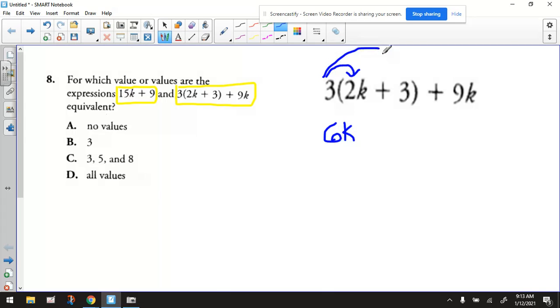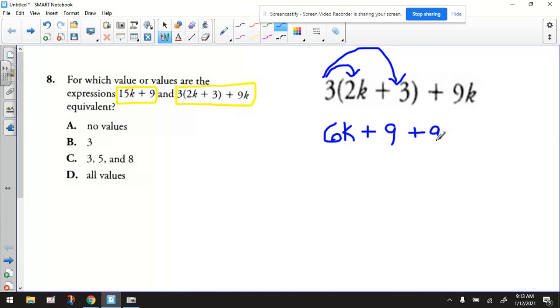All right, and then we have to do this times this. This times this would be 9. And then we can't forget about the 9k. Now we can't distribute. We're not going to multiply 9 times this because this is not included in the set of parentheses. So I'm just going to rewrite this last part.